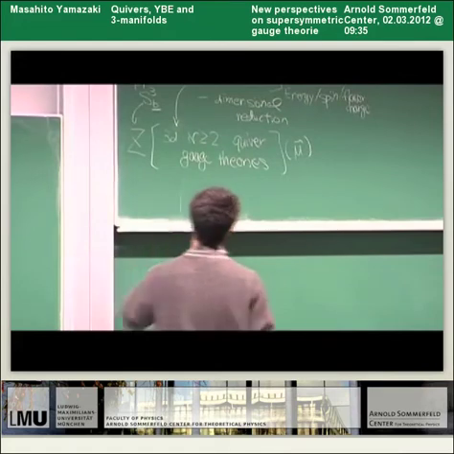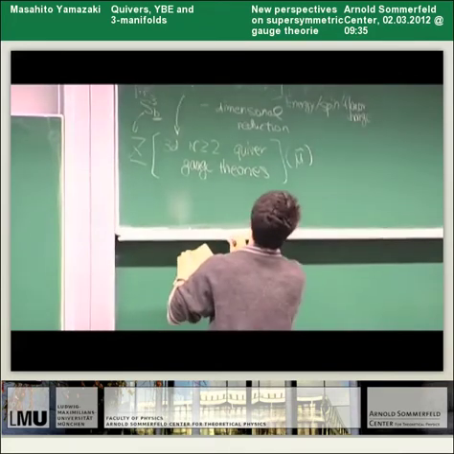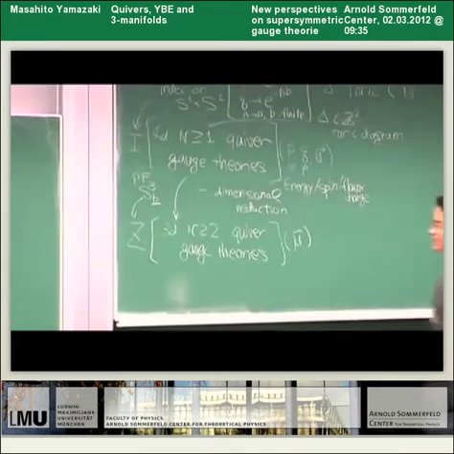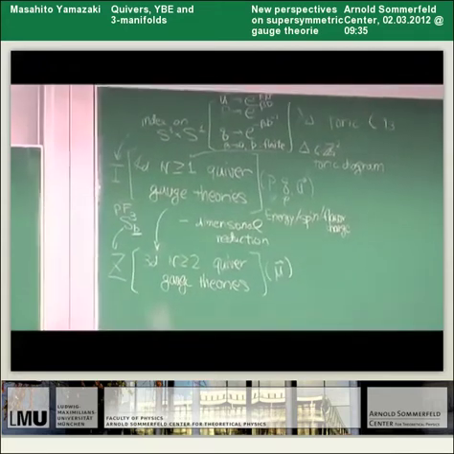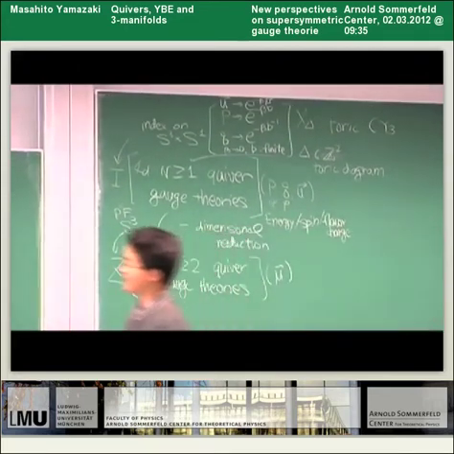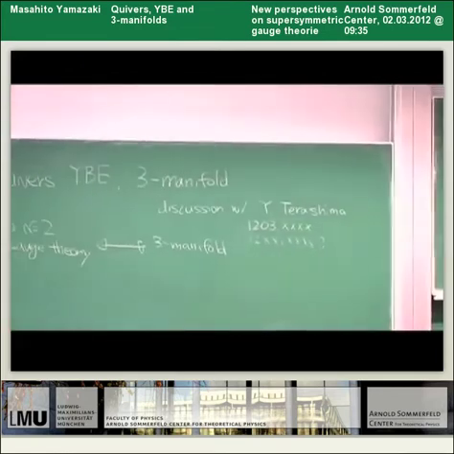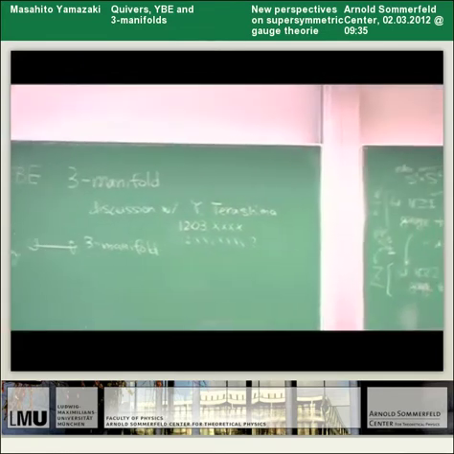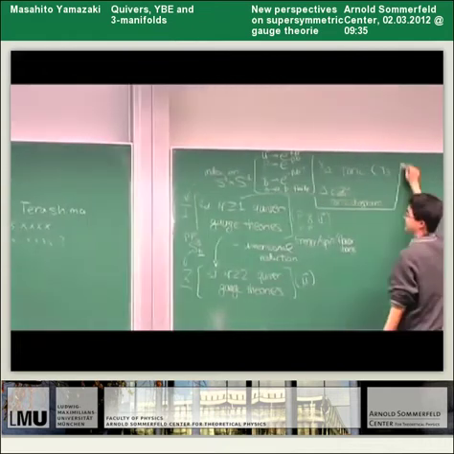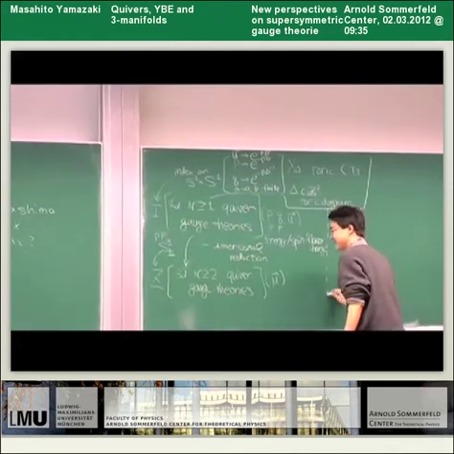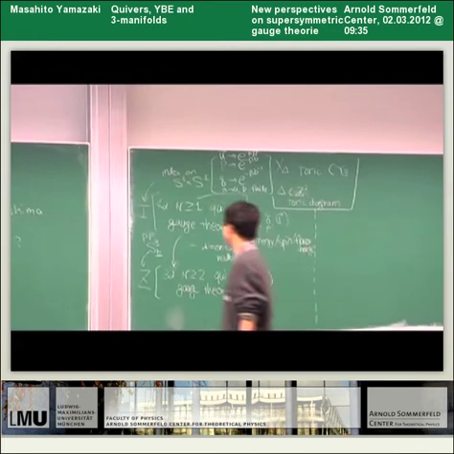Let's see. So this is the one side of the story. And as you can see from this blackboard, I want to write something on this side. And on the other side corresponds to the 3-manifold. So how does it arise? Well, this is becoming a little bit messy, but this is the setup. So this is the one side of the story, and there is the other side of the story.